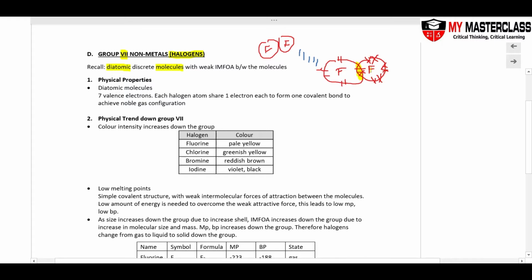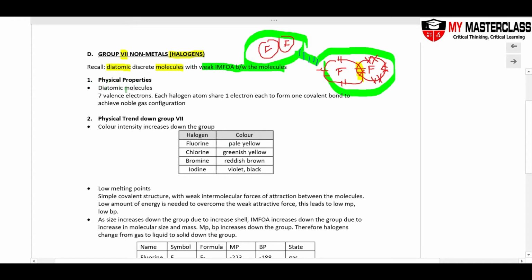achieve noble gas configuration. Okay, so when I melt or when I boil fluorine, I am not breaking this strong covalent bond with the shared electrons. I am actually breaking the weak intermolecular forces. So this is an imaginary attraction between one molecule and the next molecule. So weak intermolecular forces between the molecules. Okay, so these will contribute to some of the physical properties that my halogens have.